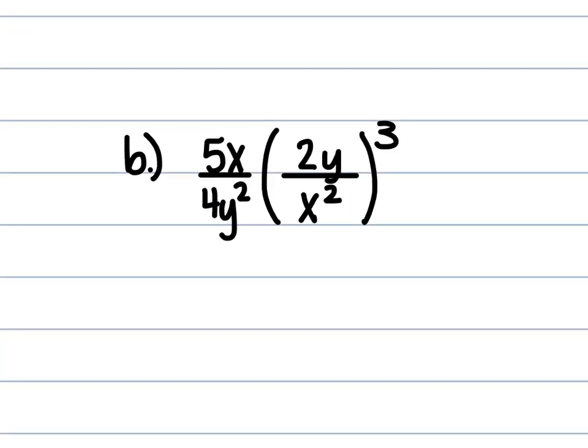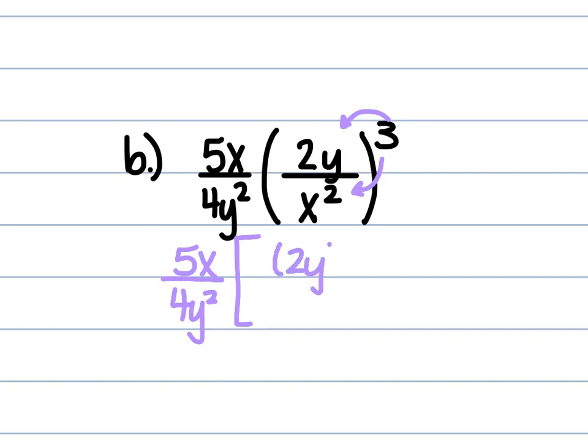For b, we have 5x over 4y squared times 2y over x squared, raised to the 3rd power. So again, we're going to raise both the numerator and the denominator to that 3 as a power. We're going to keep the 5x over 4y squared on the front. And this is going to be like saying 2y cubed over x squared cubed.